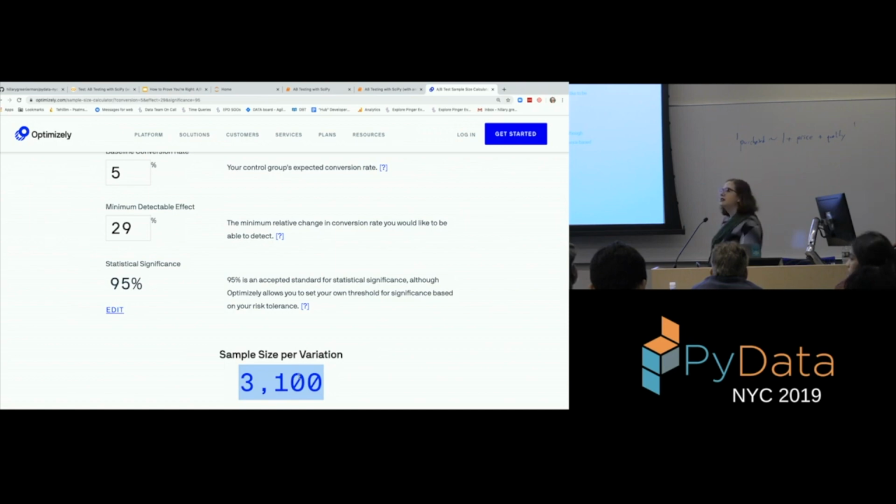Exactly. Yes? Is there a rule of thumb as to what the time interval is if you're doing these A/B tests? That is an excellent question, time intervals. So there is no rule of thumb. Theoretically, your A/B test could run for an infinite length. However, the longer you run it, the more other variables creep in.